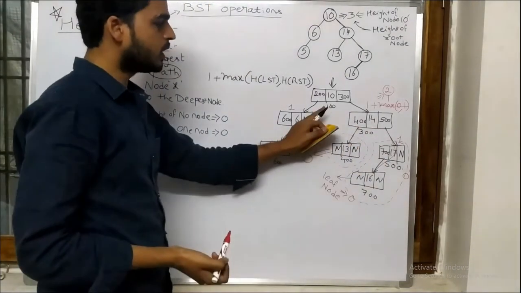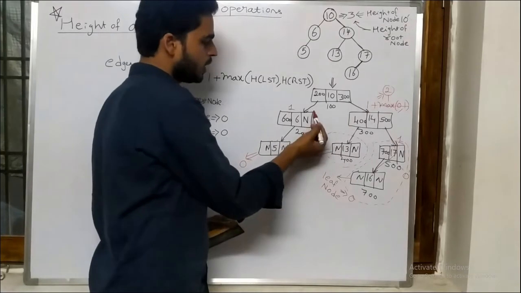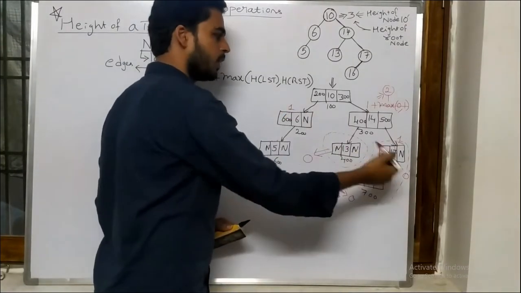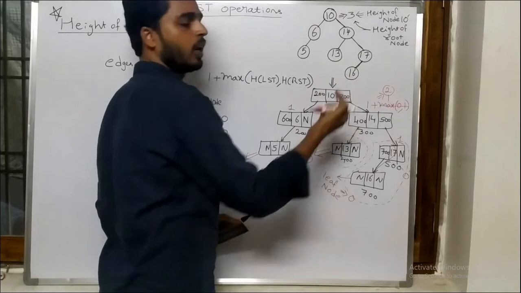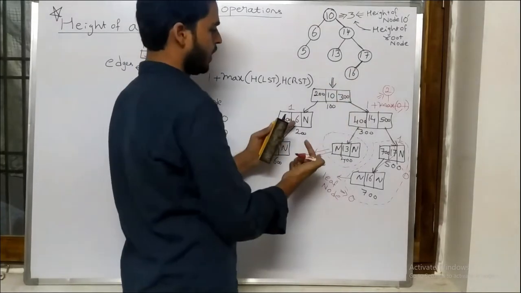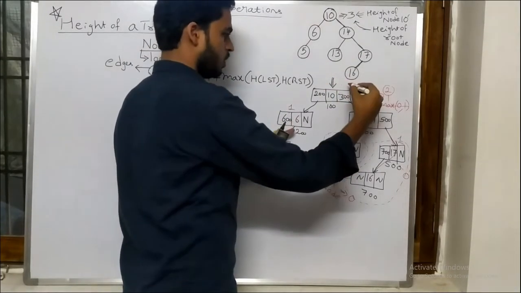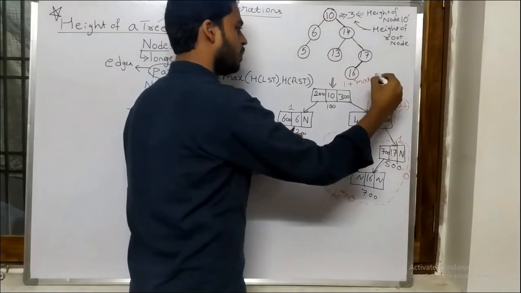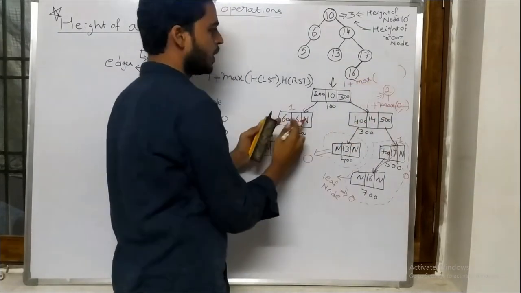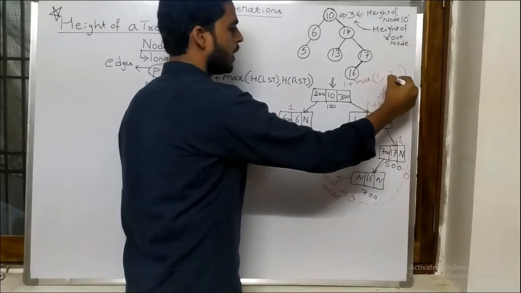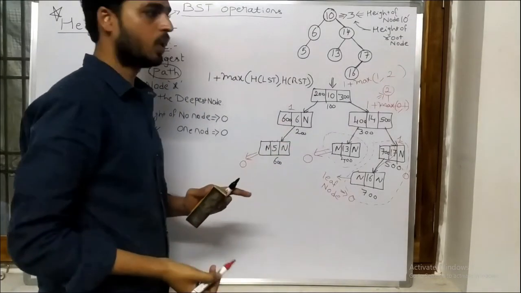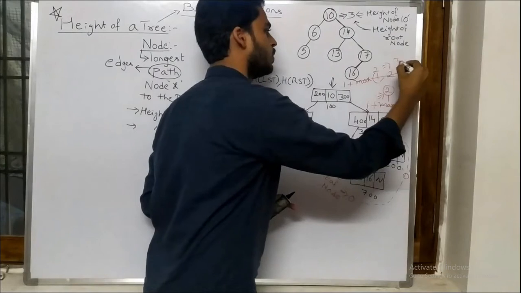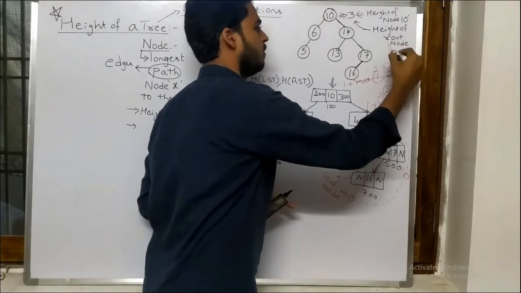What is the height of this node? The height of this node is the height of the left subtree and the height of the right subtree, whichever is the maximum I will take, and I will add 1. Okay, fine. So I am going to write 1 plus the maximum of, you already know, what is the height of the left subtree? 1. What is the height of the right subtree? 2. So what is the maximum among these two? 2. So 1 plus 2 is 3. So that is our answer.